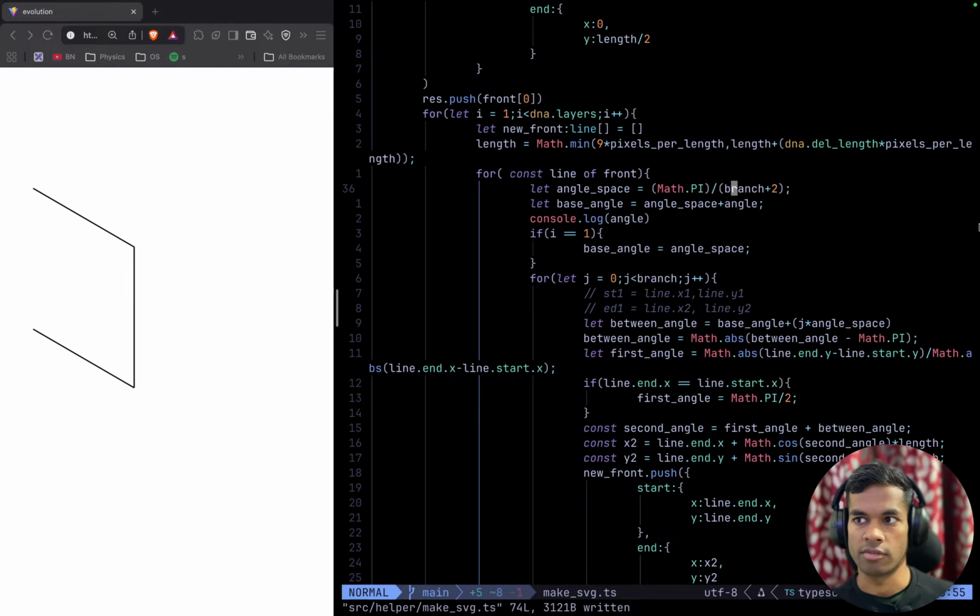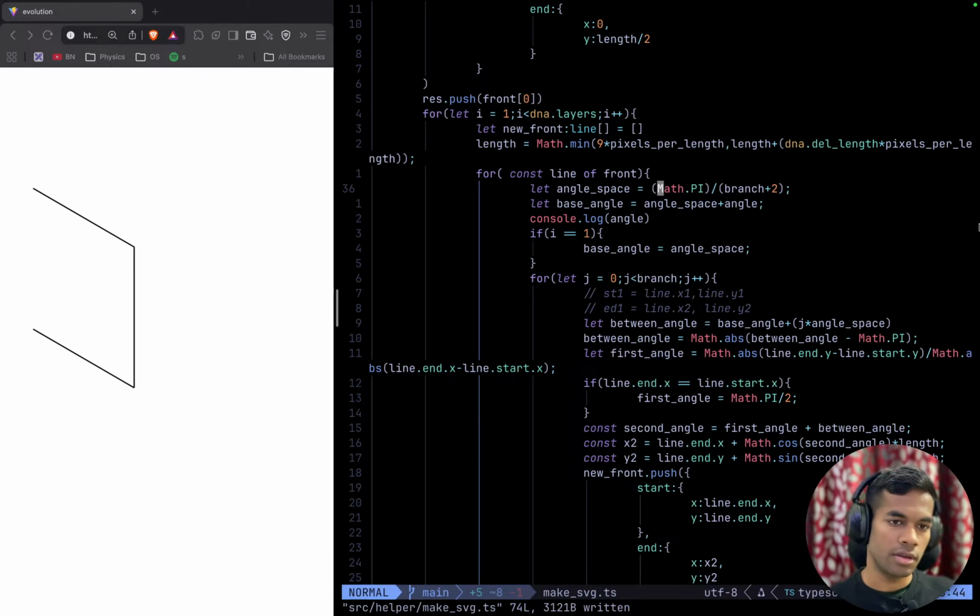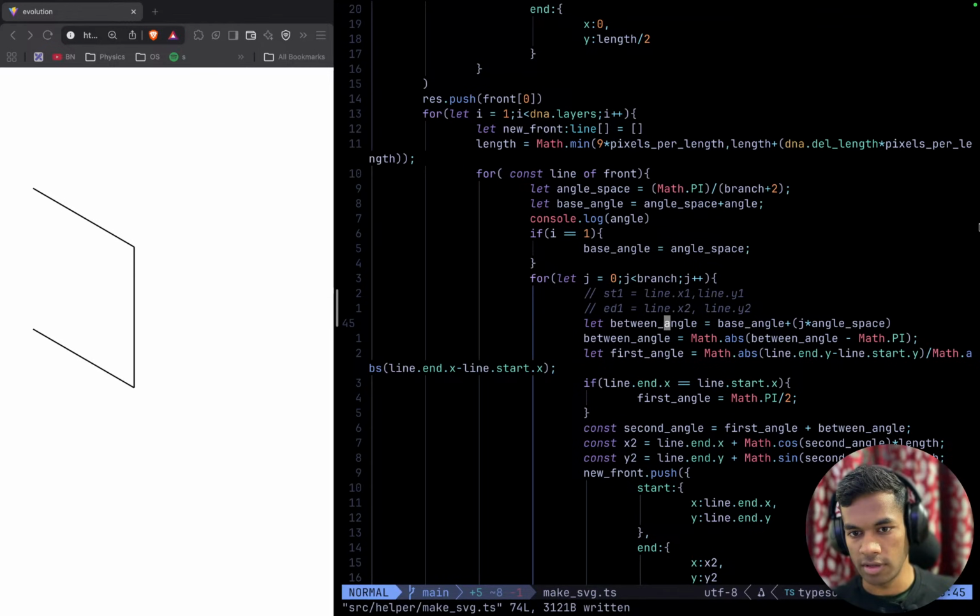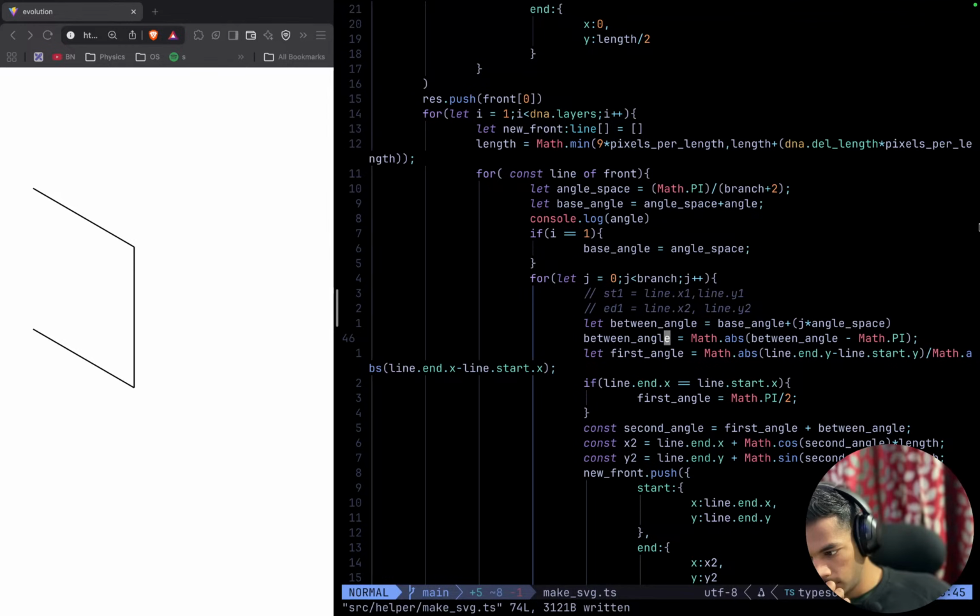Pi branches we know is 1, 1 divided by 3, 1 by 3. Pi is 180 degree, 180 degree divided by 3, 60. So this is at 60 degree, but 60 degree to what? I is equal to 1 in this case. Base angle equals 60. Base angle equals base angle, yes, still 60 degree. Between angle, 60 degree to what?